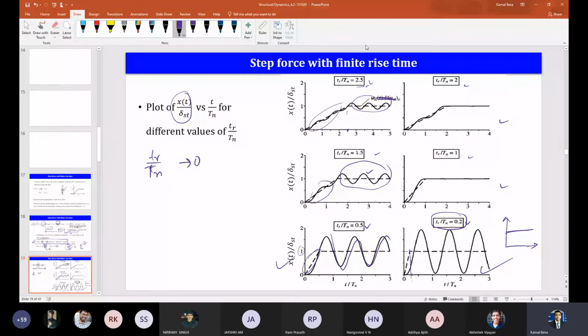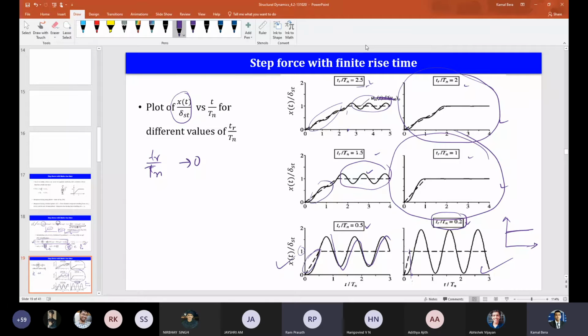Now what is happening in these cases when tr by tn equals 2, tr by tn equals 1, or tr by tn equals 3, 4, like that? What is your observation when tr by tn equals 1, 2 or 3? What is the observation from the figure? Quick, tell me.